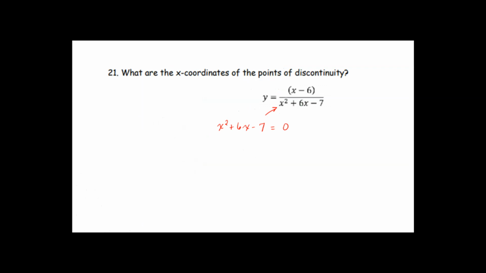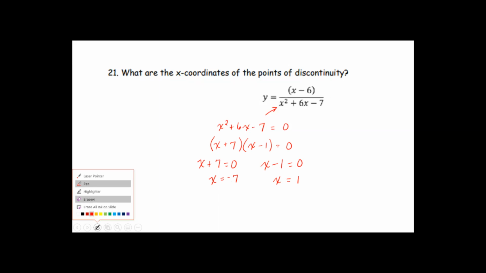Friends, this is where you want to factor. So you're going to ask yourself, what two numbers multiply to give me -7, but add to give me +6? That's got to be +7 and -1. And then you're going to set each of these equal to 0. So pretty easy, you can subtract 7 over here. Pretty easy, you can add 1 over here. These are your points of discontinuity.